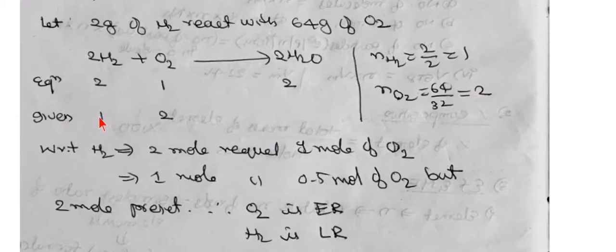Given 1 mole is reacting with 2 moles, we know that 2 moles require 1 mole. So here 1 mole requires only 0.5 mole. Since 2 moles are there, it means there is excess. So O2 is the excess reagent, and H2 is the limiting reagent.